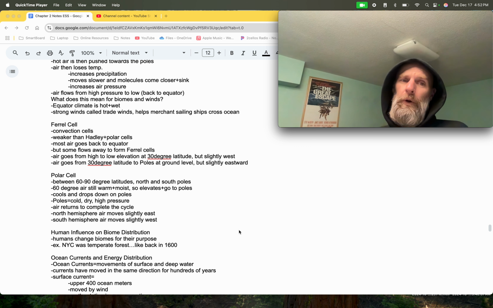So then you've got the polar cells. This is the top, or towards the poles, those last 60 to 90 degrees of the latitude, north and south poles. At 60 degrees, air still has some warmth and some moisture. So it elevates and goes towards the poles, where it definitely cools and it drops down onto the poles, usually as snow. Hopefully it was snow anyway. Poles equal cold, dry, high pressure.